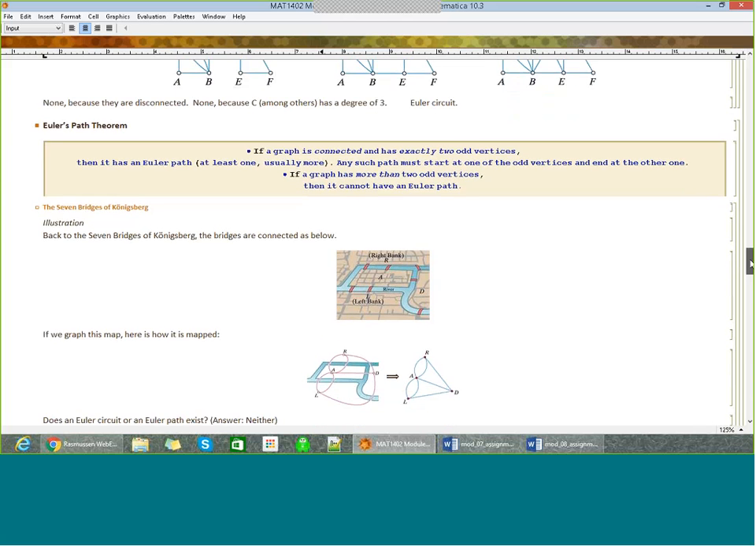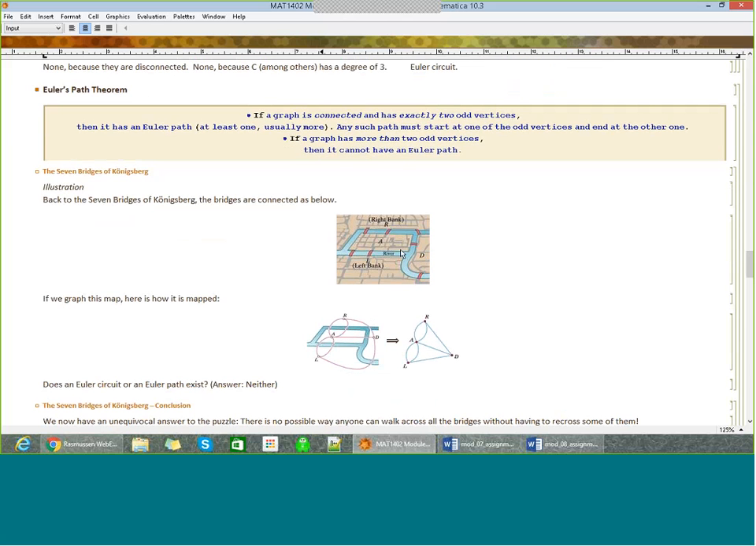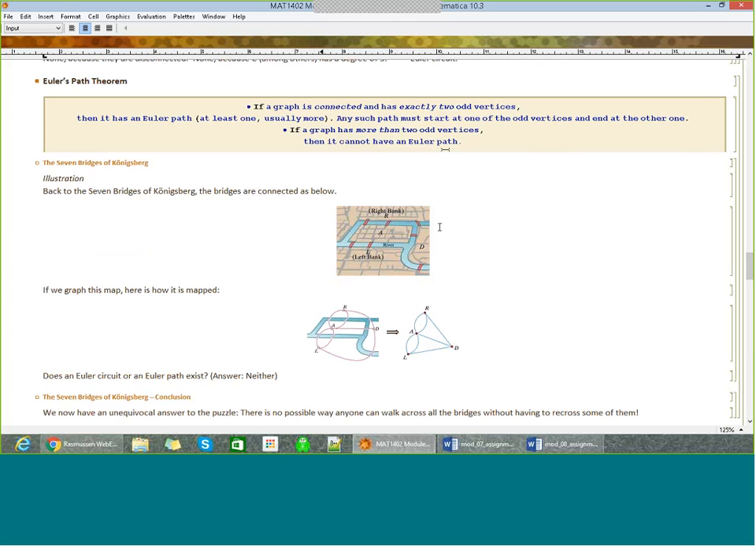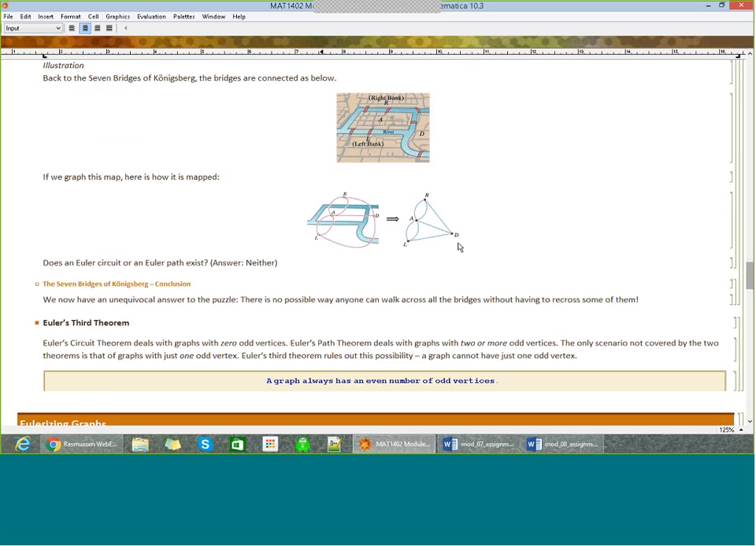Going back to the original problem of the map, I'm going to draw a picture of it, which looks like this. And the question is, if you see this picture, can you tell if it's a circuit or path? Well, it's not a circuit right away. I know it because D has a degree of 3. And it's not a path either, because for the path to be Euler, it has to be exactly two odd vertices. So this one's 3, this one's 3, and this one's 3, so there's more than 2. That's why it's not a path either. So that's how you know if it's a circuit, path, or neither. Any questions there?